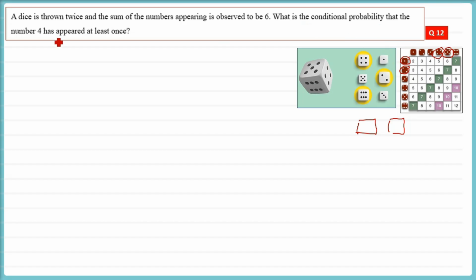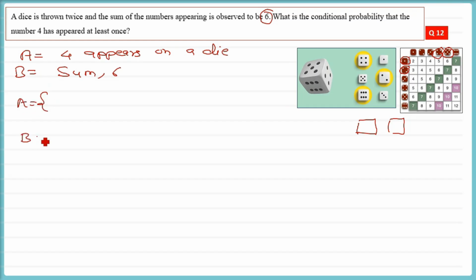Let's write the sets here first because we have to start with the experiment. An experiment has different events, and events are the set elements. So B is here: the sum on the 2 dice is 6, because this is already given. A, I'm writing it in short: the number 4 has appeared at least once. 4 appears at least once. So the A set will be what?